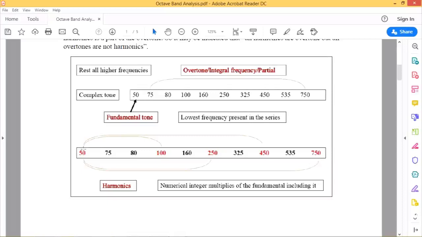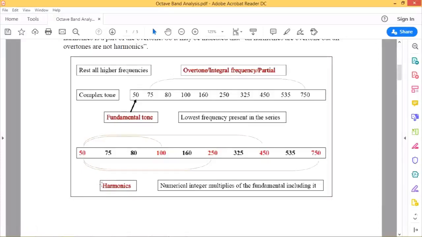Say for example, in our case 50 multiplied by 2 equals 100. Similarly 50 multiplied by 5 equals 250. Similarly 50 multiplied by 9 equals 450, and 50 multiplied by 15 will give you 750. So 50, 100, 250, 450 and 750, all of these will be known as harmonics, including the 50, because from the fundamental tone 50, you are getting the 100, 250, 450, 750 values. So these 5 tones, 1, 2, 3, 4, 5, will be known as harmonics, including the 50.